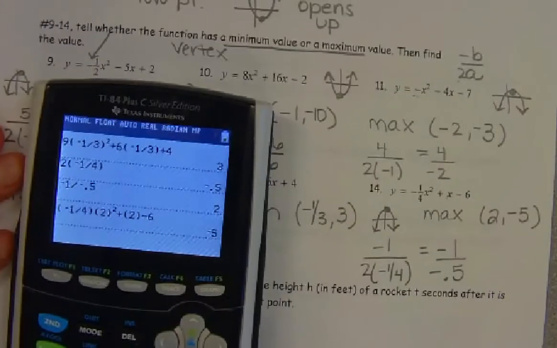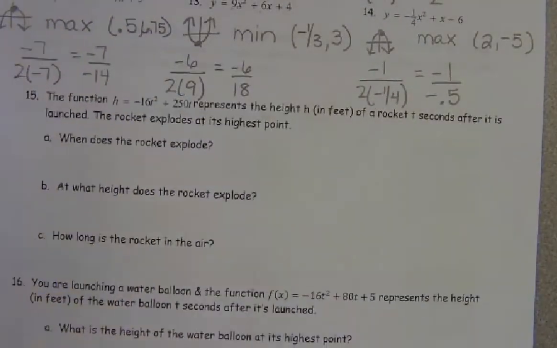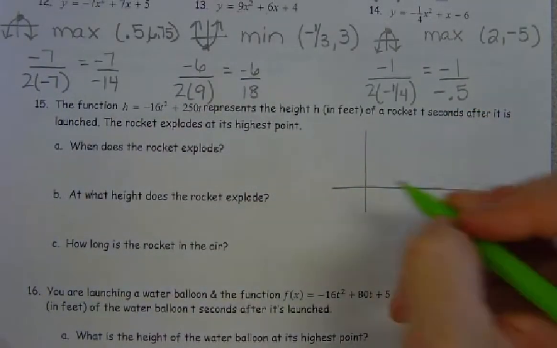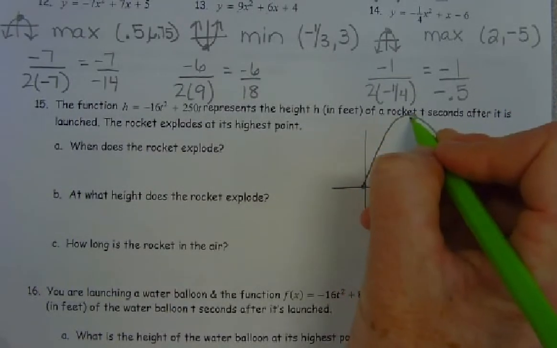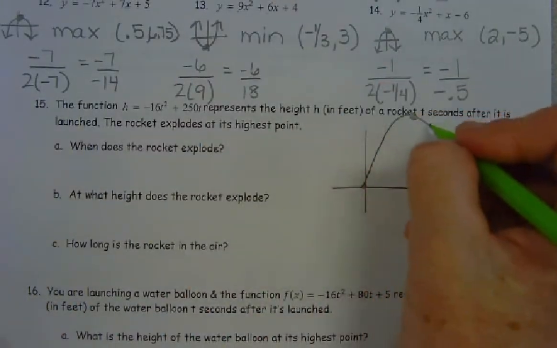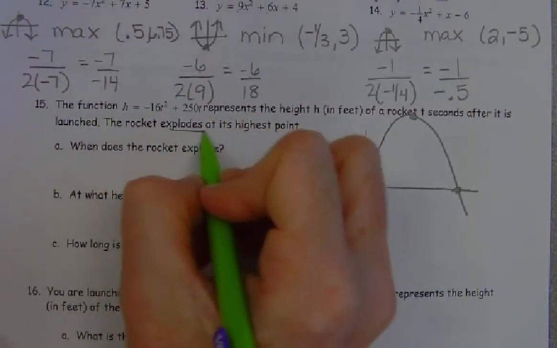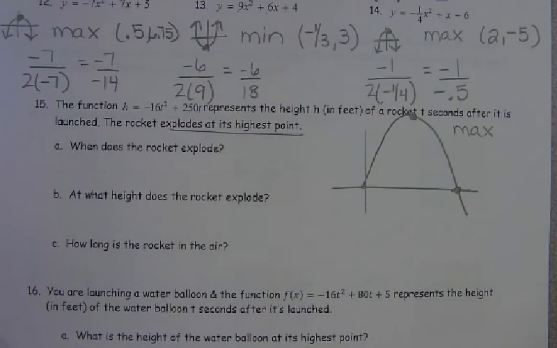All right, let's try a couple story problems. So on the first example, it says the function h equals negative 16t squared plus 250t represents the height in feet of a rocket t seconds after it is launched. The rocket explodes at its highest point. So if you think about a rocket versus time, here's the rocket. It shoots up and it comes back down, or it explodes up in the air. And sometimes if it explodes, it could come back down. So let's say this rocket explodes at its highest point. If you notice, that highest point is its max, and it's its vertex.